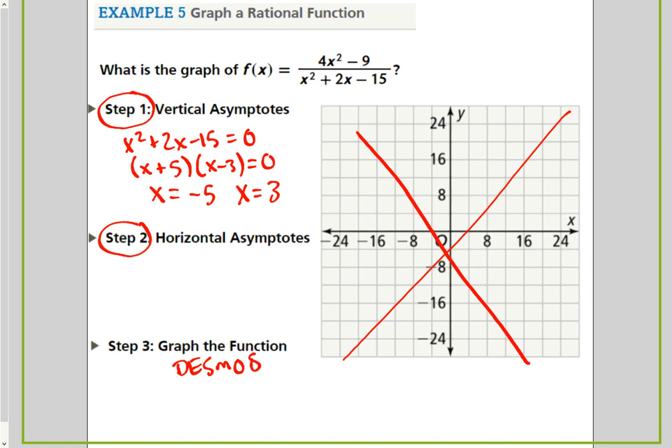Go ahead and find the horizontal asymptote now. So for the horizontal, you're going to look at the ratio of the leading coefficients. Why? Because the top has an x squared and the bottom has an x squared. That's considered to be balanced. So your horizontal asymptote should be at 4 over 1, 4. I'm going to pause the video if you're watching at home, and we're going to put this in Desmos.